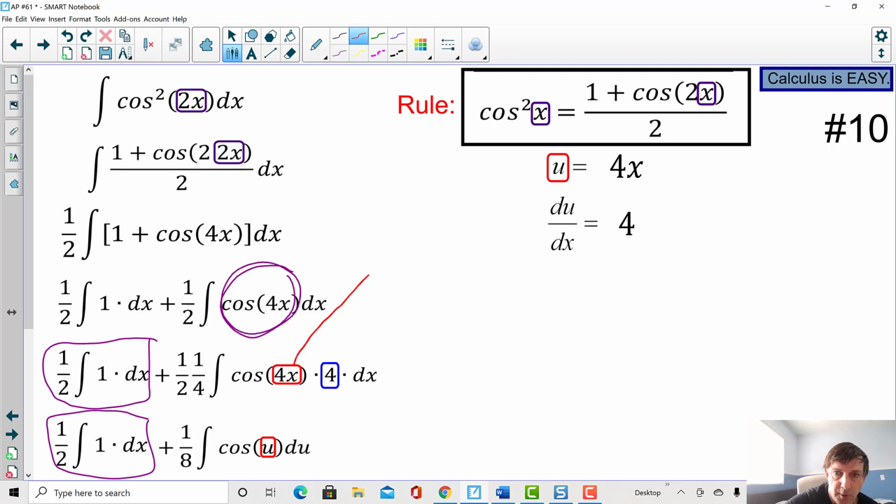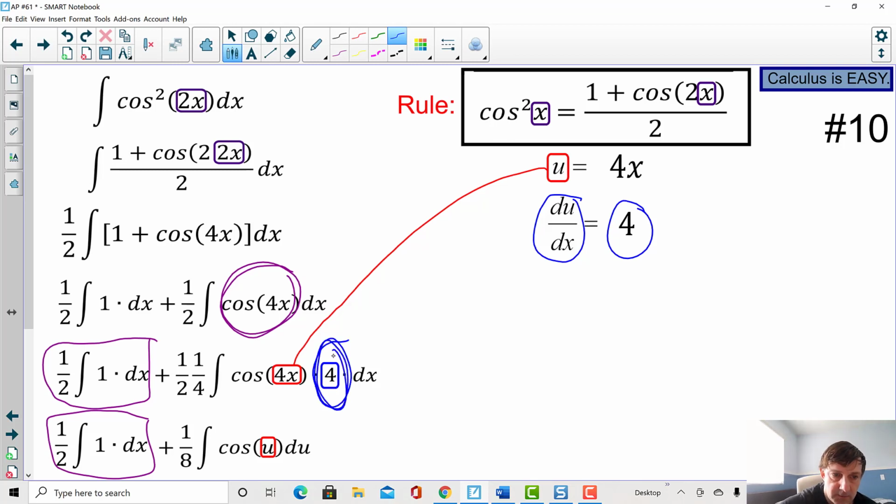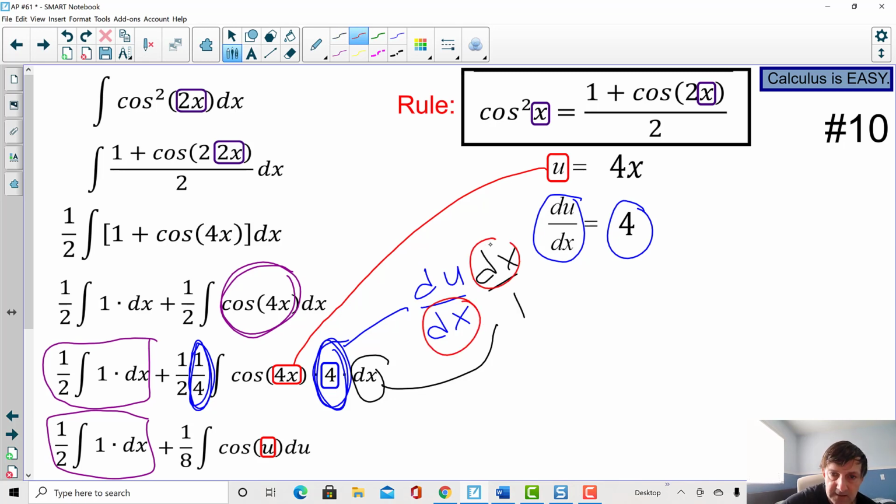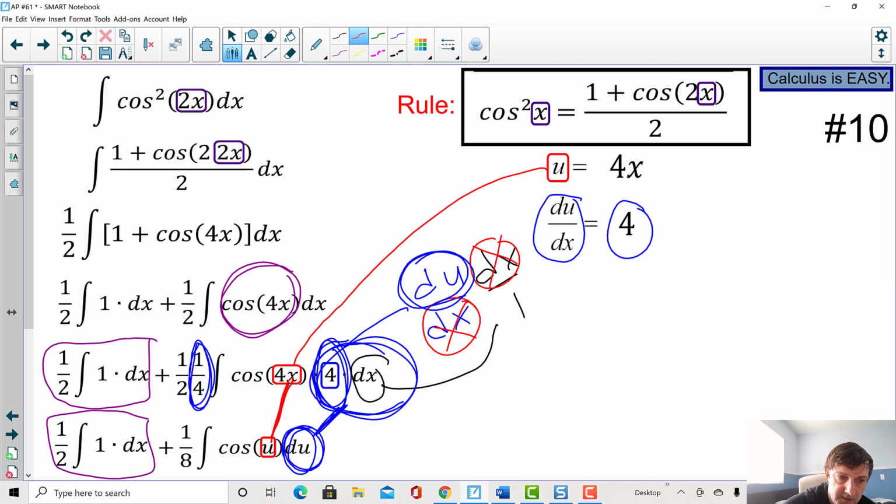So if we let 4x equal our u, then du dx is just going to be 4. So that means we're going to need a 4 here, so we're going to have to put a 1/4 out front. Remember, the 4 is your du dx, and it's sitting right next to a dx. So our dx's will cancel, and you're just going to be left with a du. So these two things become the du. Don't forget our 4x was our u, so you can plug that in.